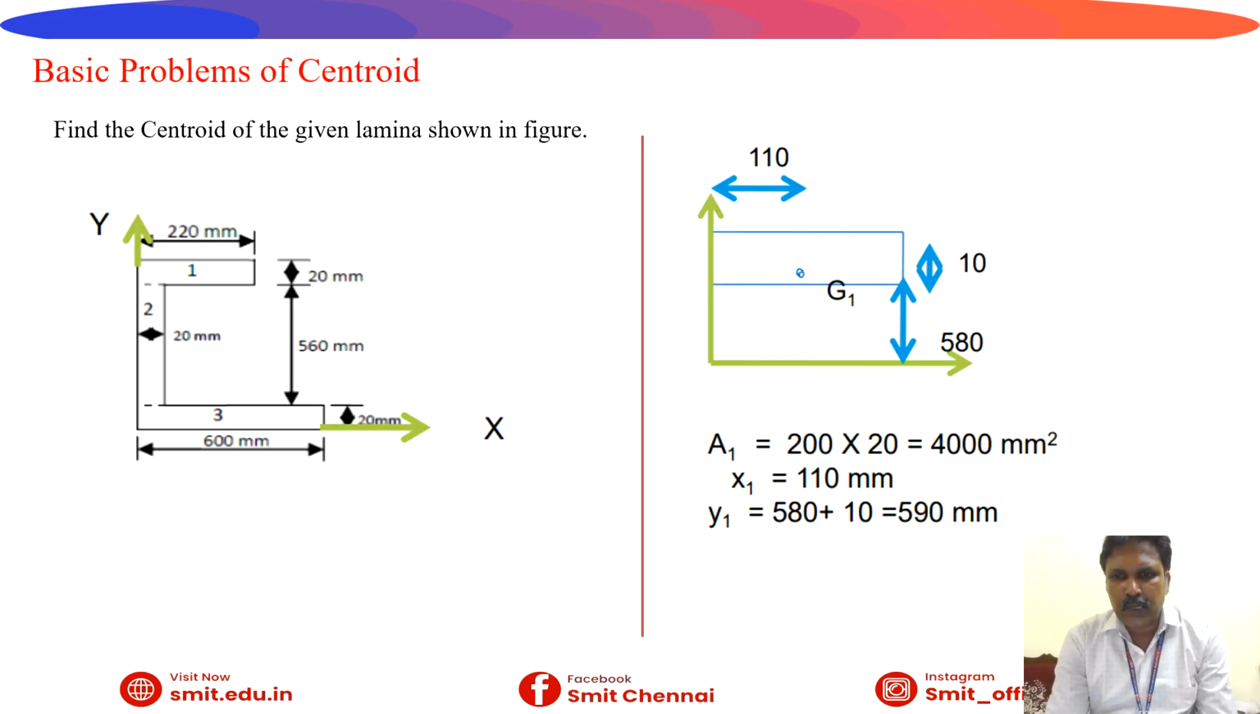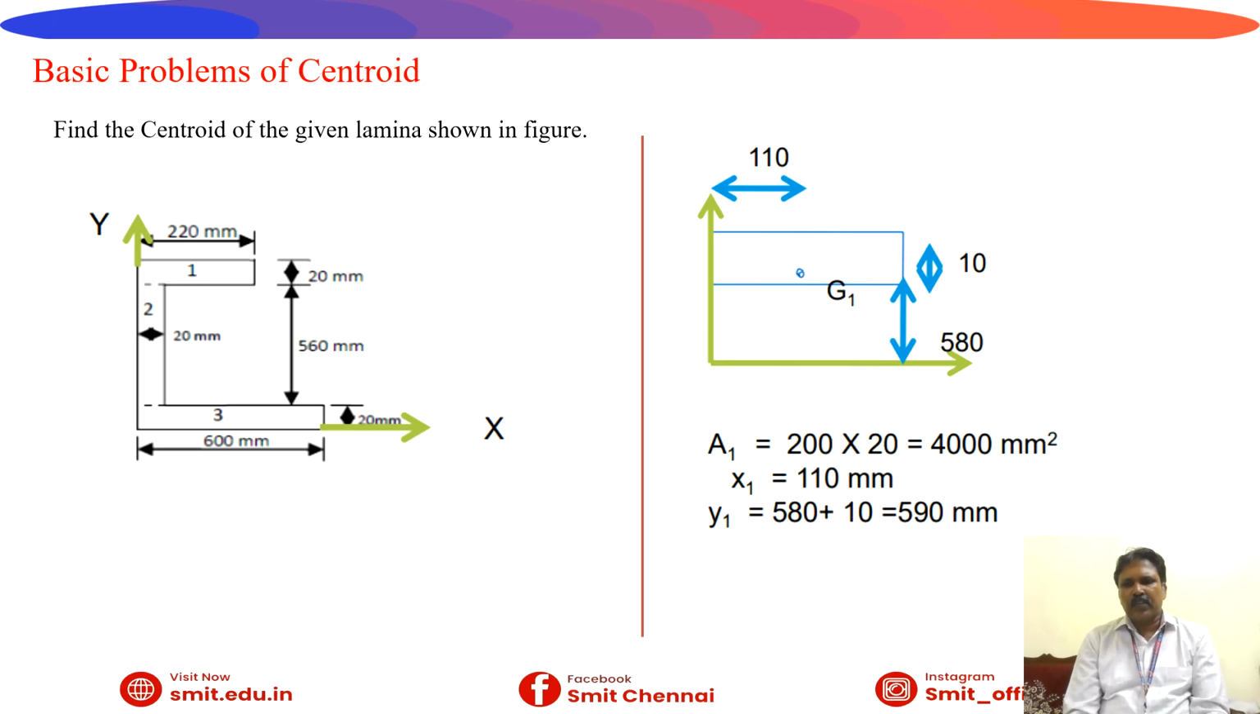Now we are going to solve one basic problem based on the previous tabular column formulas. Find the centroid of a given lamina as shown in the figure. One section is given. It is not symmetric. It's non-symmetric, so we have the various dimensions. We have to divide the section into parts 1, 2 and 3.